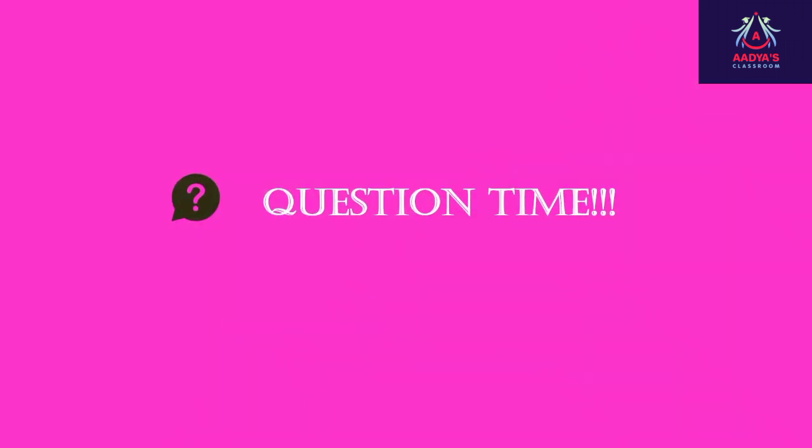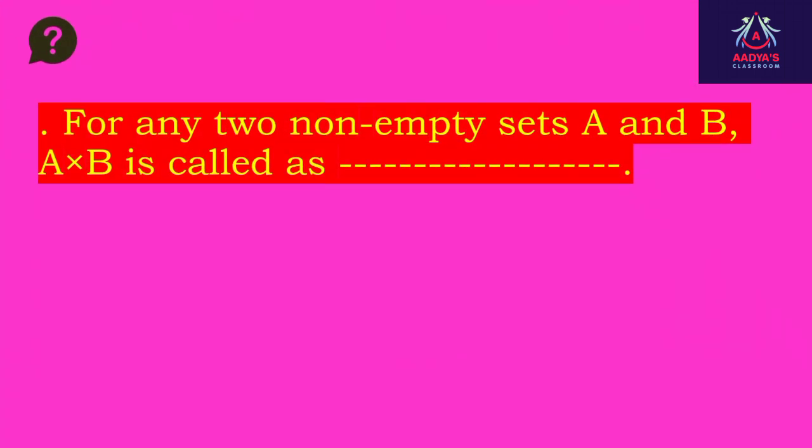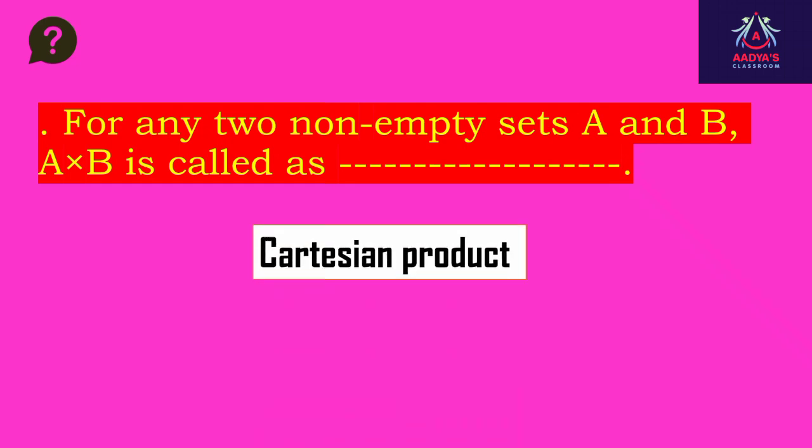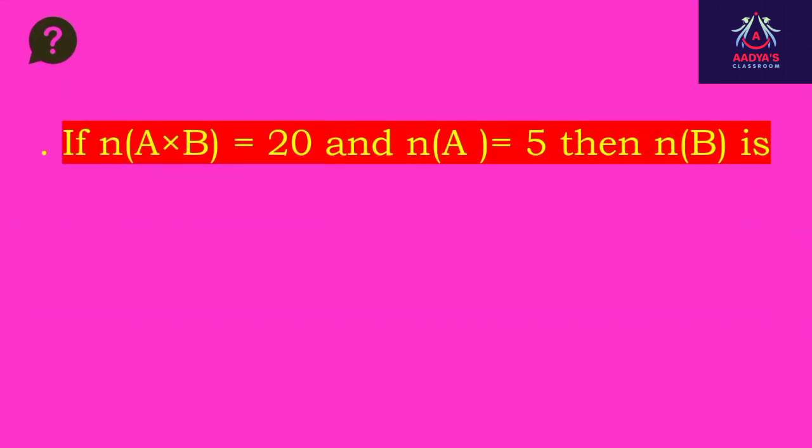Well, question time. For any two non-empty sets A and B, A cross B is called the Cartesian product or cross product. If n of A cross B is equal to 20 and n of A is equal to 5, then n of B is? We know that n of A into n of B will give us n of A cross B. Now we have to find n of B. So just divide: 20 divided by 5, we get 4.